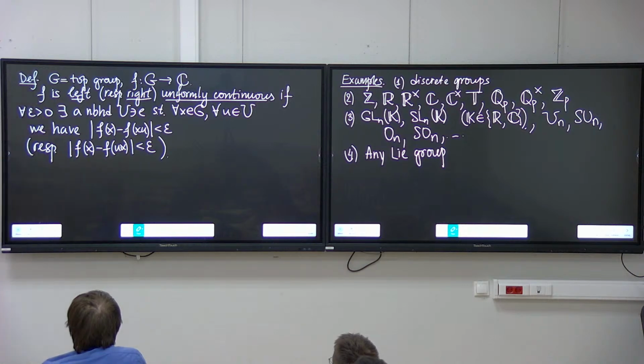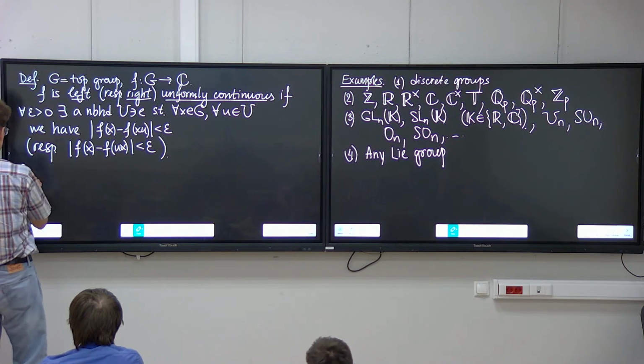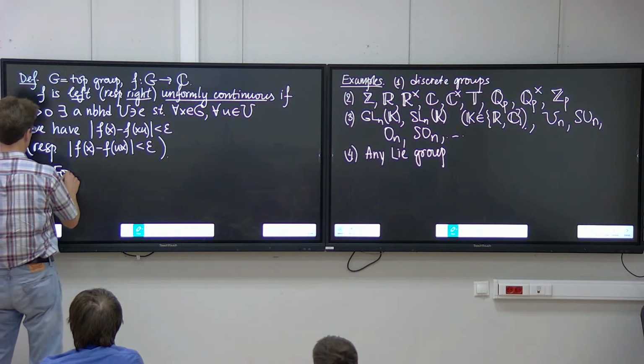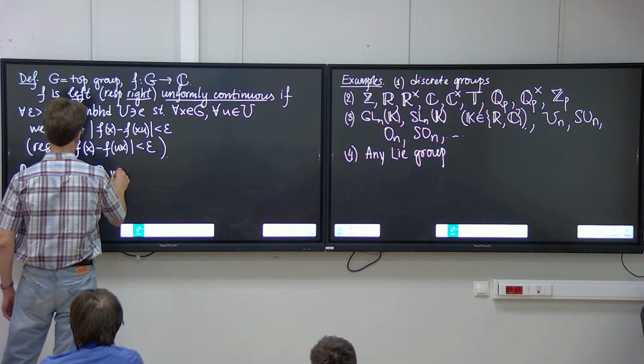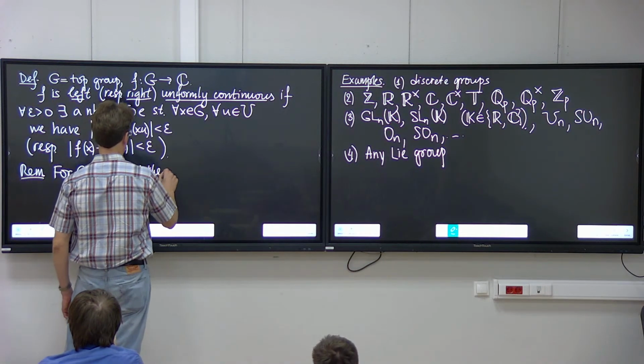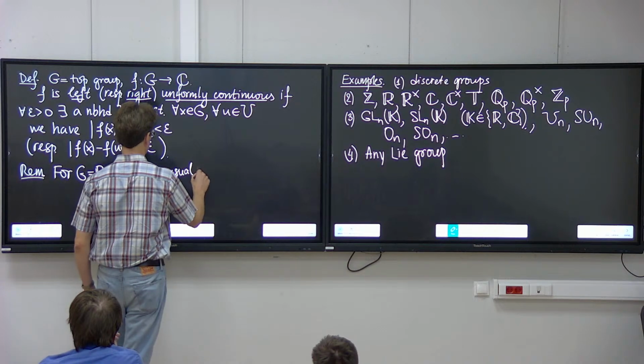Well, clearly, if G is abelian, then these two kinds of uniform continuity are equivalent. But in the general case, they are not equivalent. The counterexample will be given in our next exercise sheet. Also, it's clear that if G is the real line, then we come to the usual uniform continuity, which you know from your calculus course. It's a remark. For the real line, we get the usual uniform continuity.